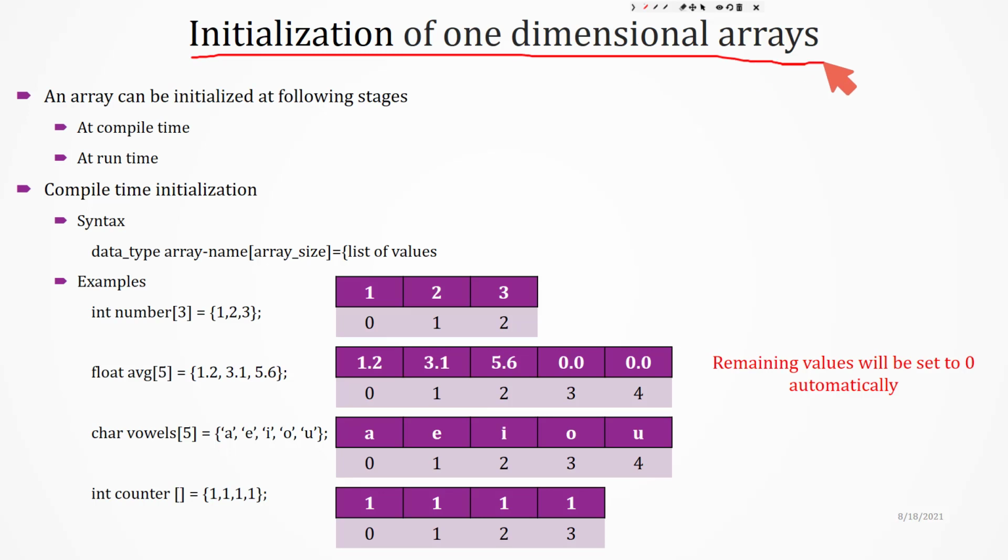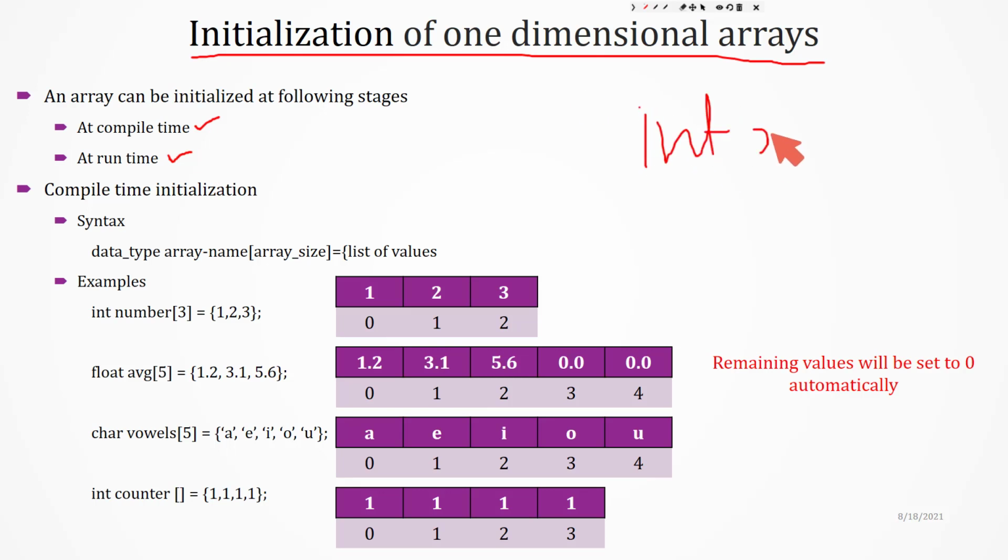Initialization of one-dimensional array. We already studied that initialization is of two types: at compile time and at runtime. Compile time means that during the time of compilation or translation itself, we know the values of the variable.